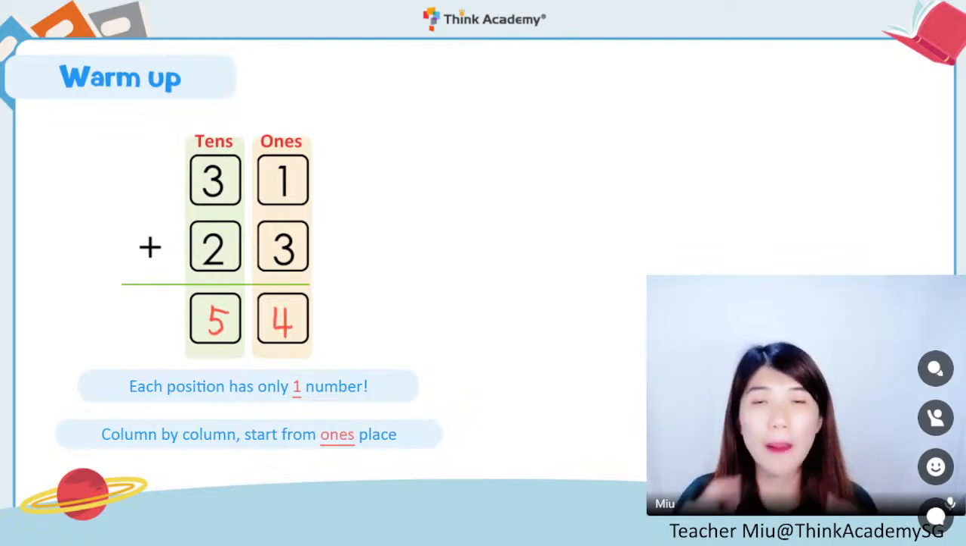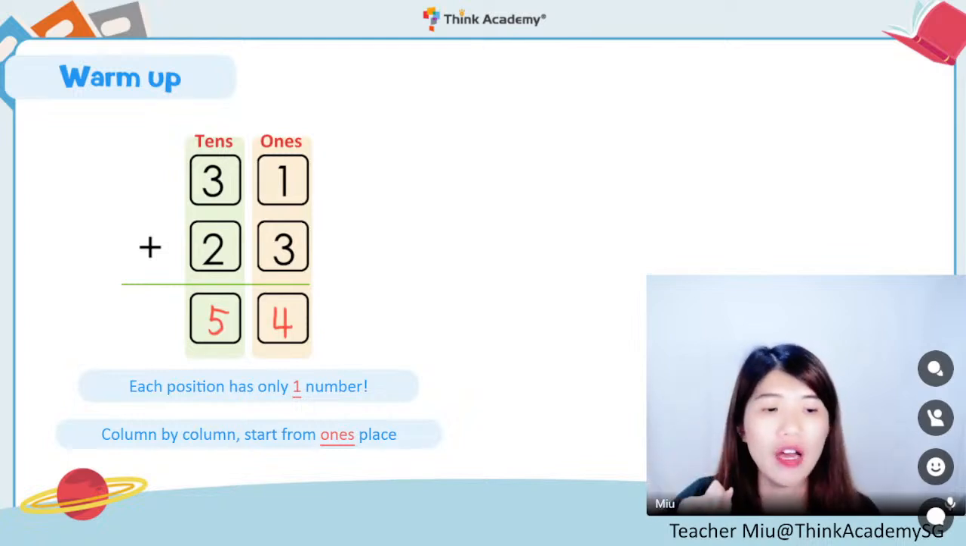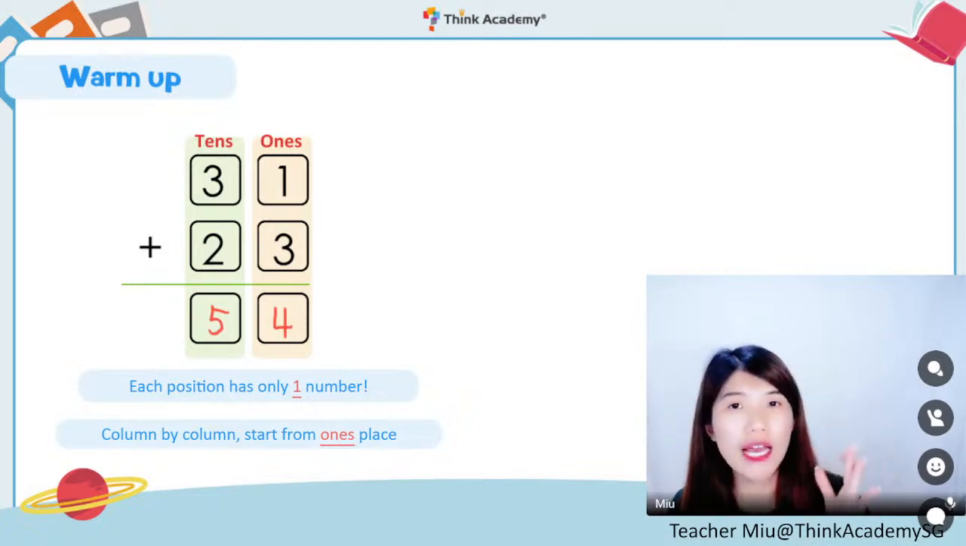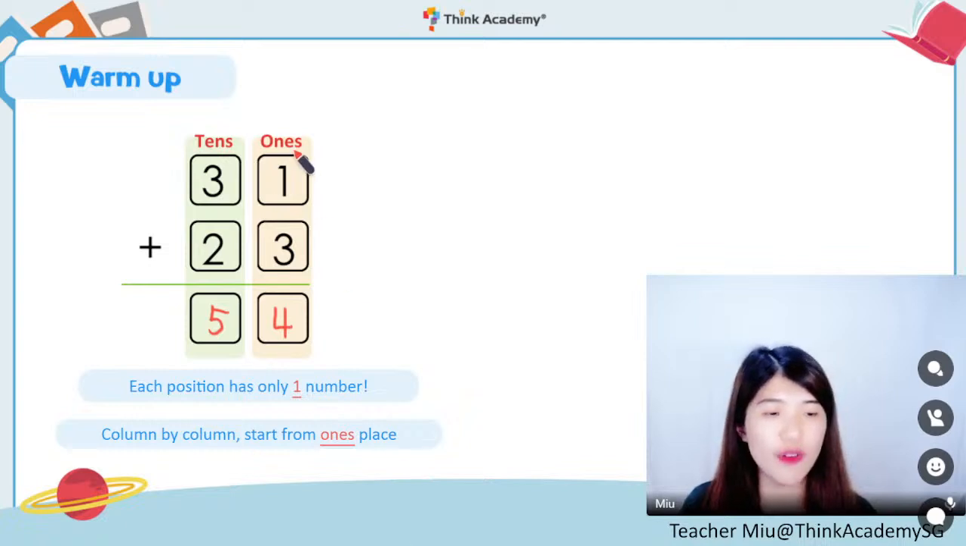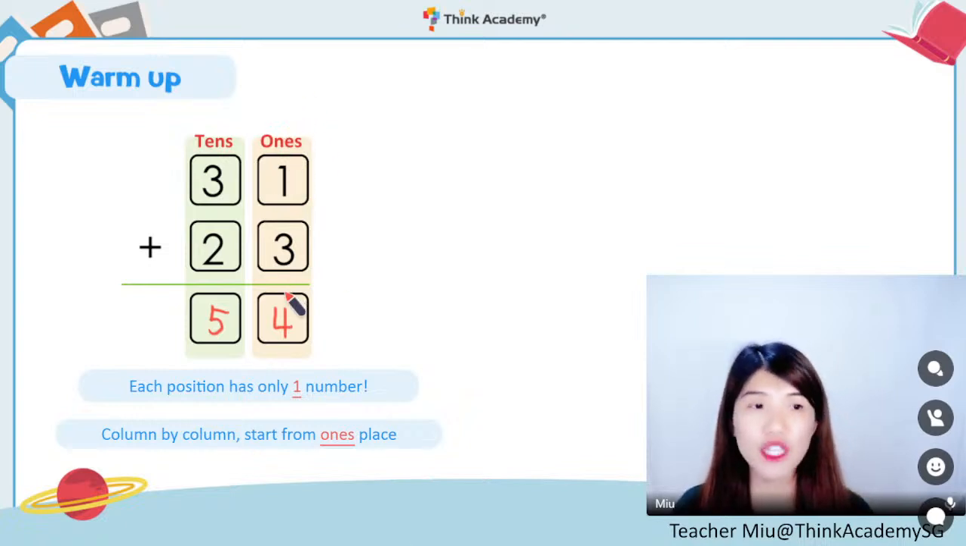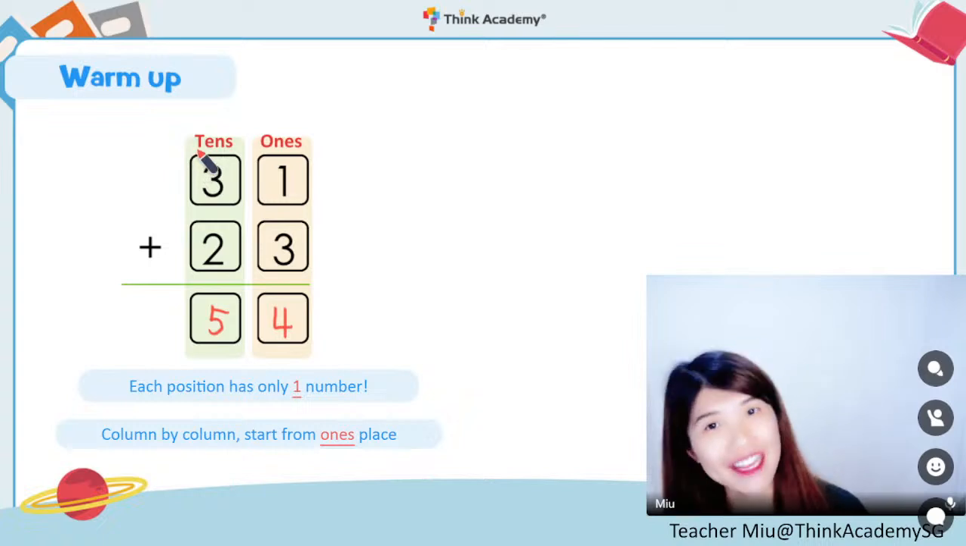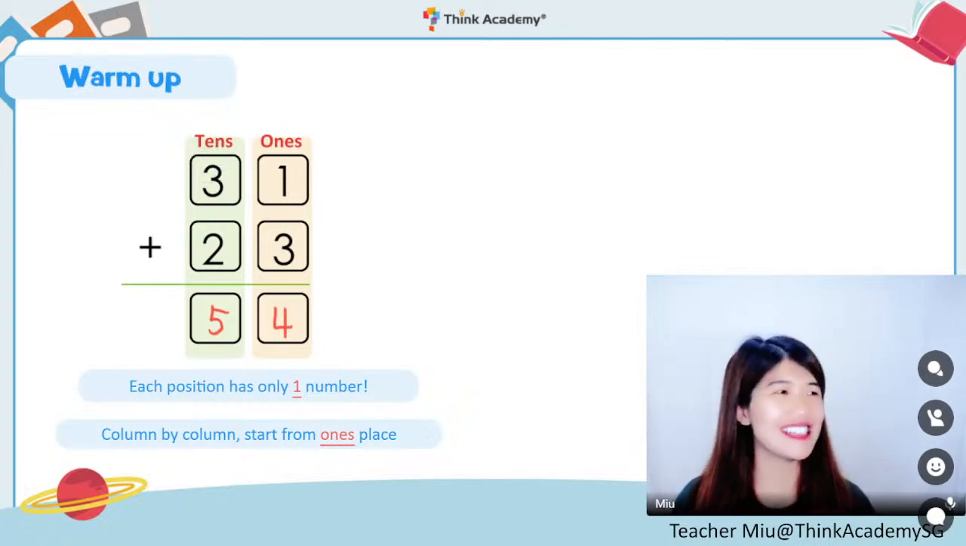So here are 2 tips for doing this kind of question. Each of the position, that means each of the boxes, you can only have one number. And then we can do it columns by columns, starting from the ones place. After we finish with the ones place, we go to the tens place. That's quite easy, right? Alright, so let's go to a practice question.